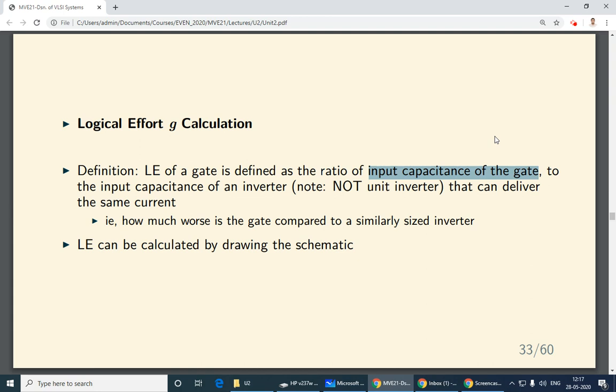Not just that, okay? We said it is relative to an inverter. And for that, the input capacitance of an inverter, again, note, not just the unit inverter, because then it will be a constant number. Any gate you take, the unit inverter is 3C. It is not the unit inverter, it is relative to an equally sized inverter. That is what we have to remember. Meaning, if some NMOS PMOS transistors are there, we have to convert them into an equivalent inverter. That is what it says here, similarly sized inverter, and the ratio of that is the logical effort.